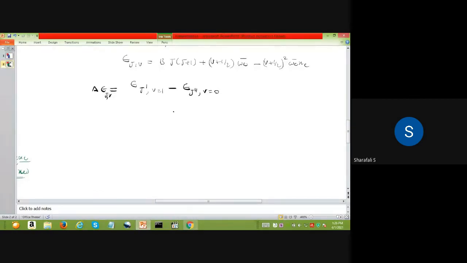This is equal to that. And what will be this quantity? This will be equal to B into J dash into J dash plus 1 plus, in the first case, V equal to 1. So it will come as 1 plus, this term will be coming as 1 plus 1 by 2.